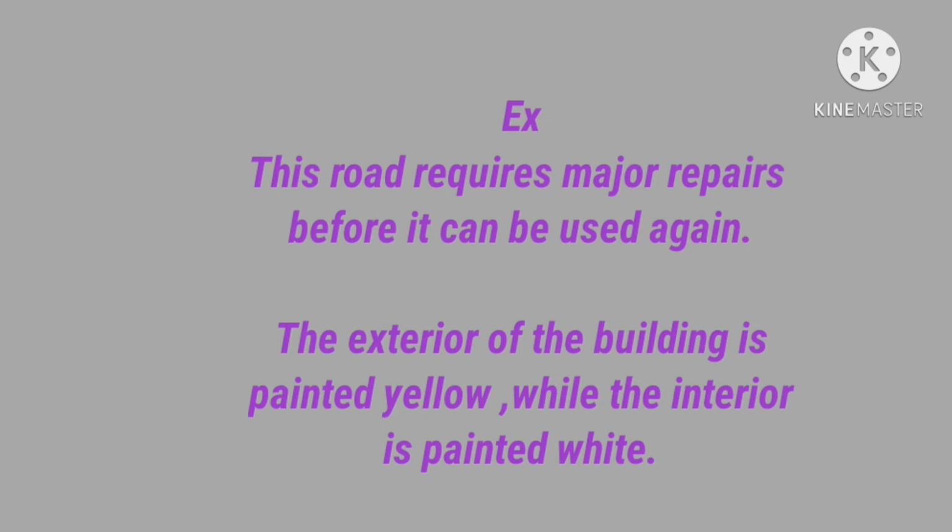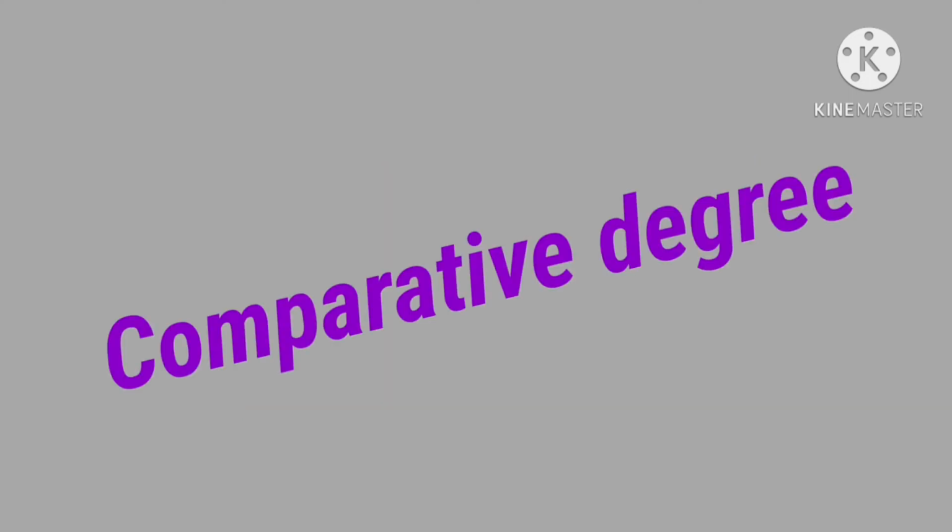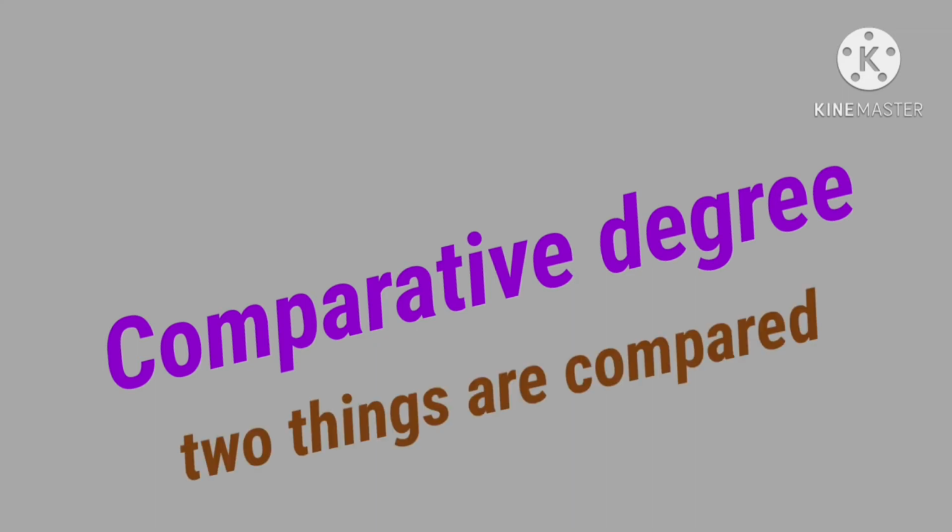So the adjectives like interior, exterior, major, minor and ulterior are always used in the positive degree. Comparative degree. When two things are compared, the comparative degree is used to show a higher or lower degree of the quality than the positive.